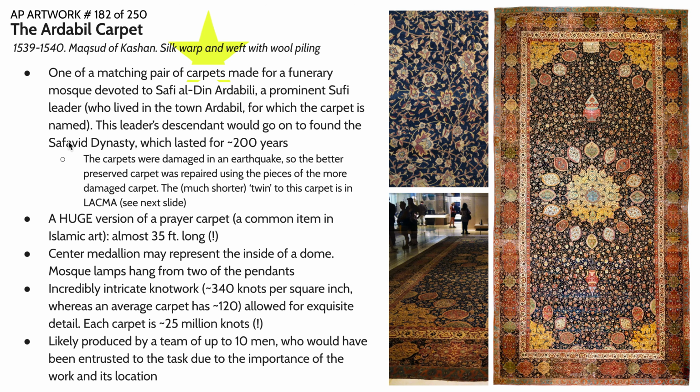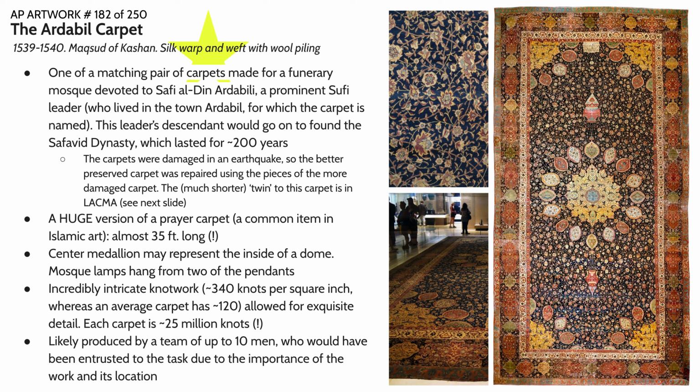Our next work is the Ardabil Carpet. So this is actually one of a pair of matching carpets made for a funerary mosque devoted to a Sufi leader known as Safi al-Din Ardabili. So he lived in the town of Ardabil, for which the carpet is named, and also kind of like where this name comes from. When you have the name and then "i" at the end, that usually means like of Ardabil or of whatever the location is, indicating their origin.